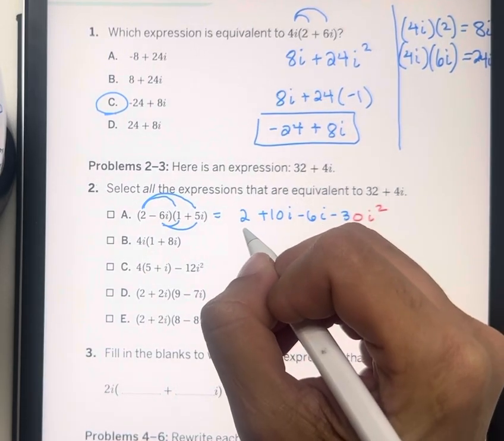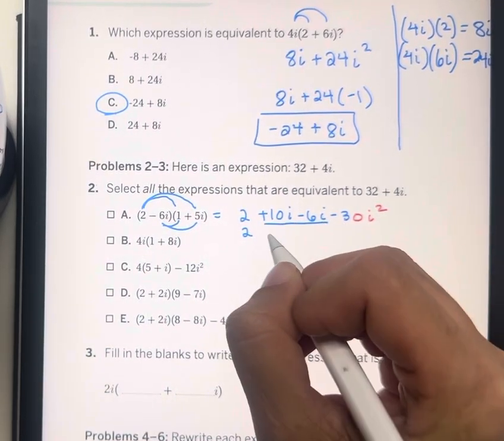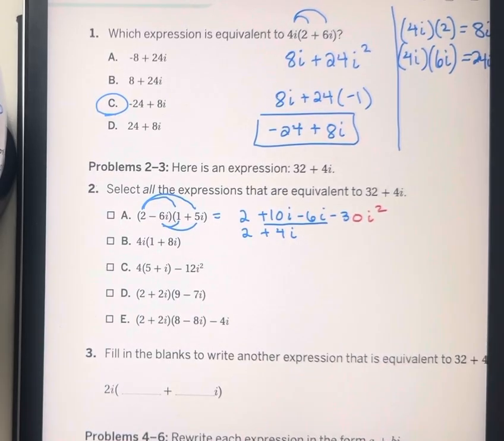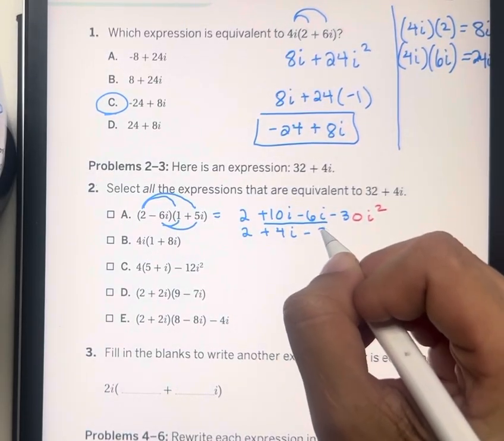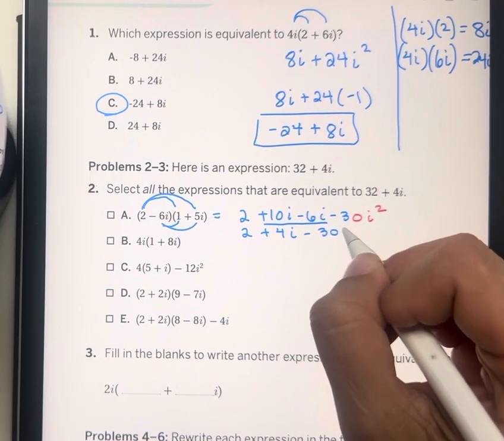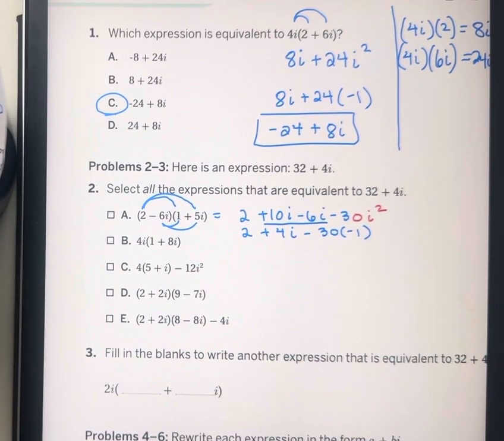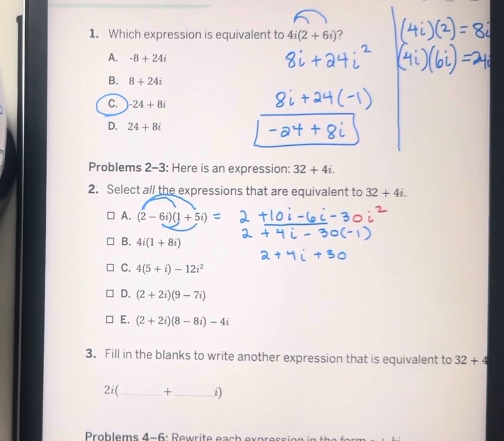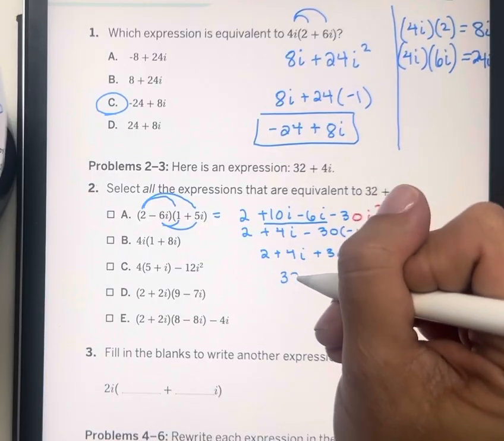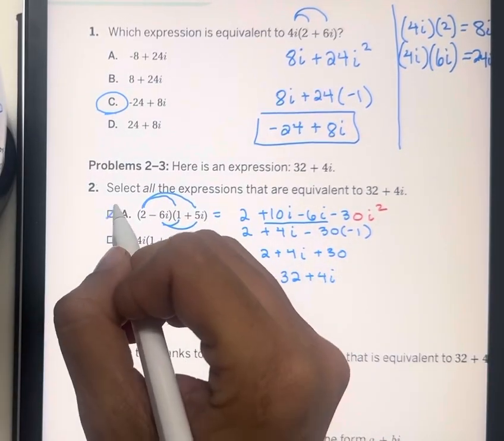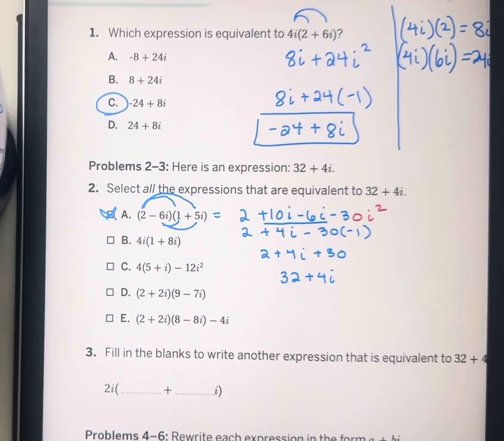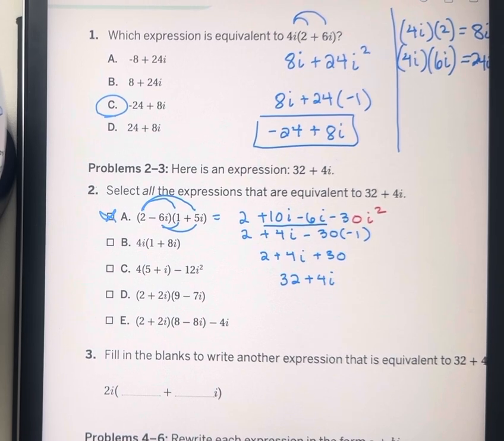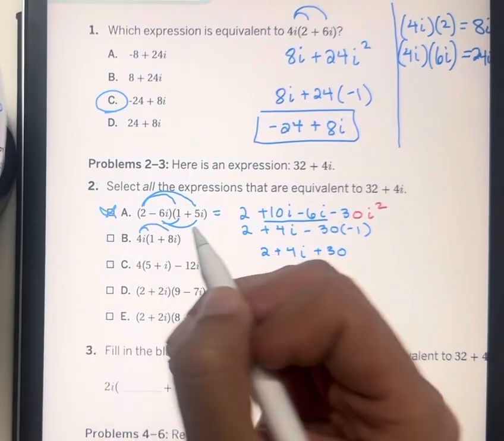So this is 2 plus 4i minus 30. Remember now that i squared is a -1. So look at that. Who would have thought it is 32 plus 4i? Yeah, it's not fun. Now we've got to do them all to really do this.